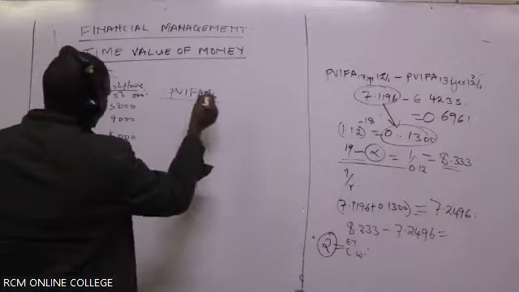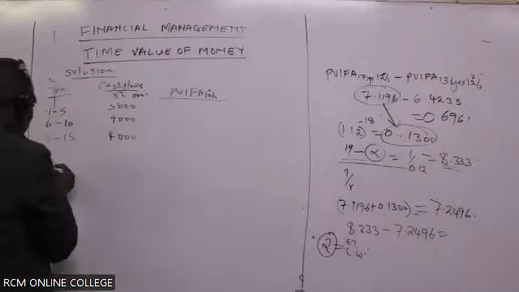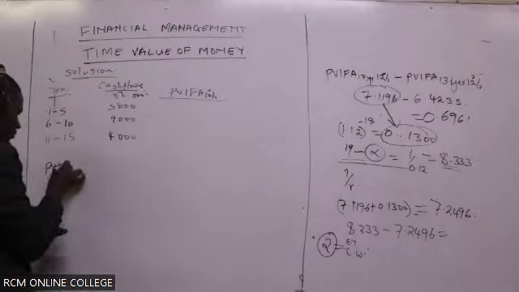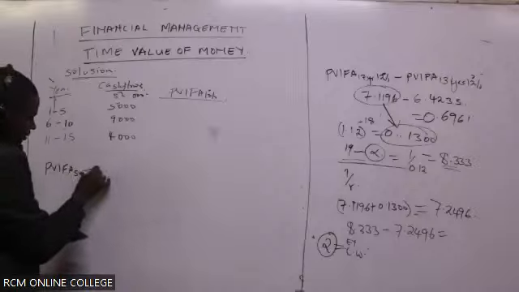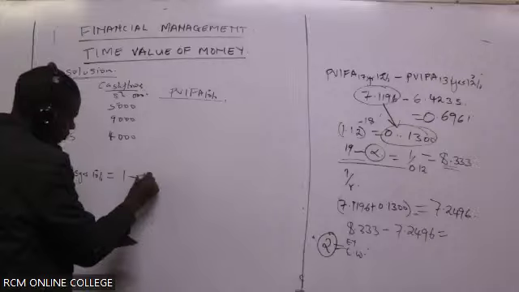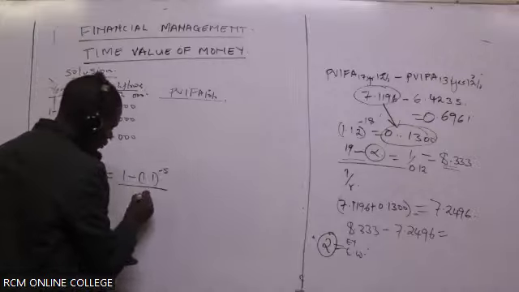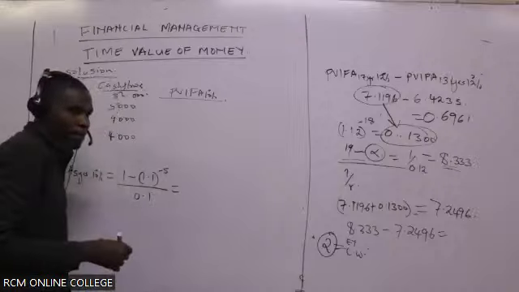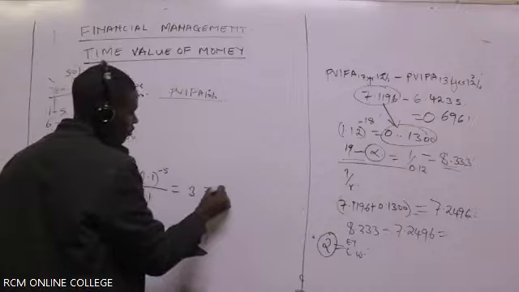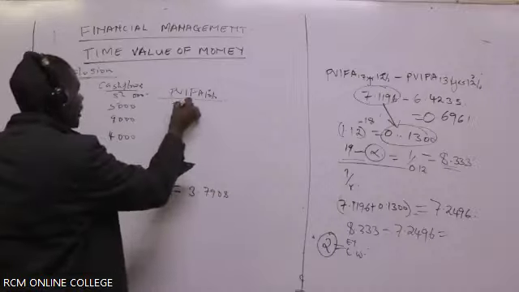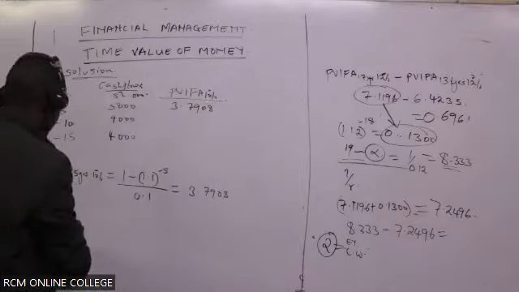So can you give me that of the first 5 years? So it will be PV for 5 years, 10%. What do you get? 1 minus 1.1 raised to power negative 5 divided by 0.1. What was it? 3.7908. That's good. Then we look at PV for 10 years.